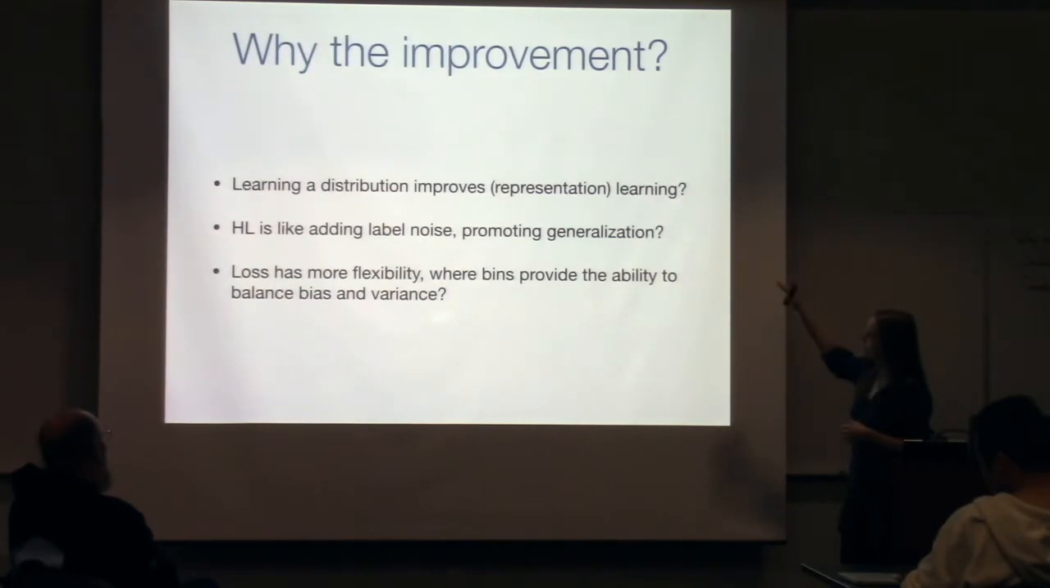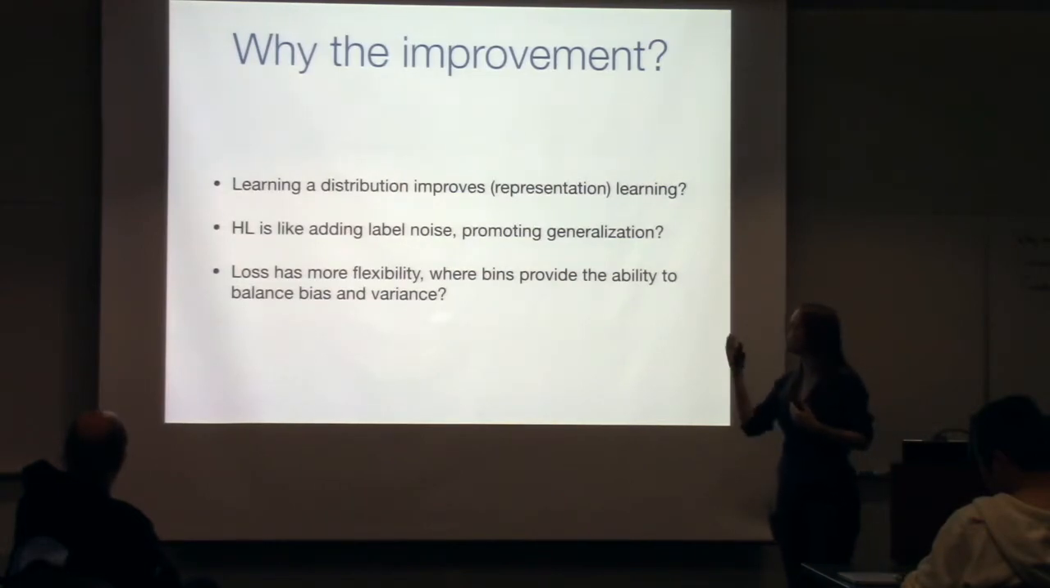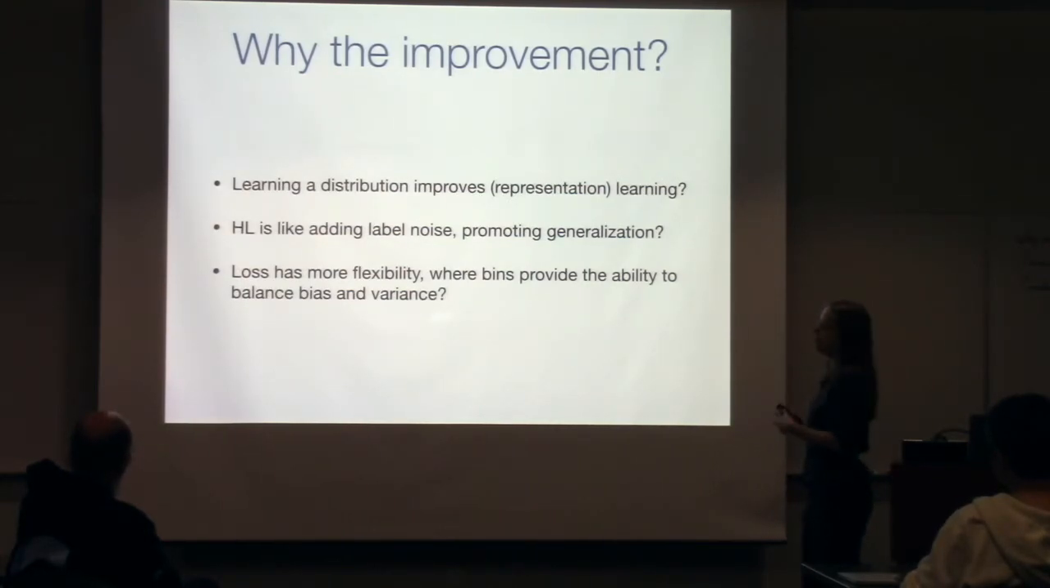We sort of explored these ones a little bit more specifically. So one thing you might think is learning a distribution is harder in some way. It's kind of like this multitask hypothesis. So maybe it gives a better representation. Maybe adding label noise is actually what's causing this to improve. So if we just had added label noise, that would have been enough.